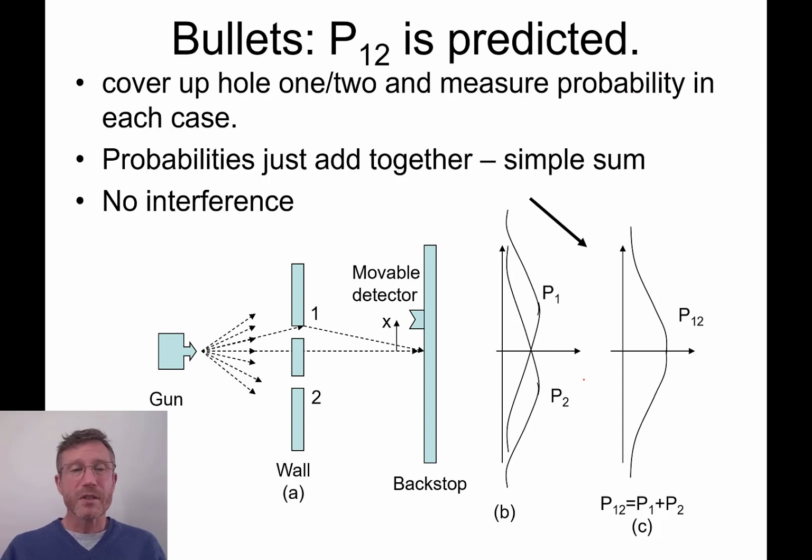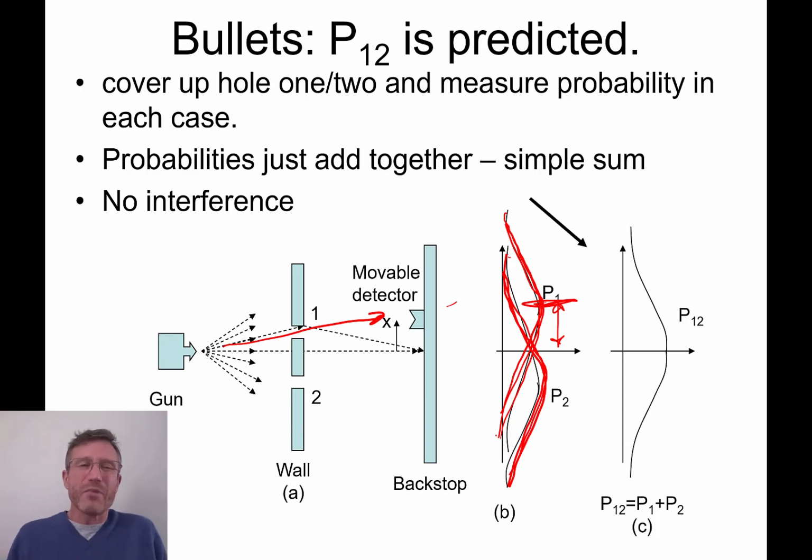What does that mean? Well, supposing I cover up hole number 2. When I cover up hole number 2, I find that the probability of finding a bullet here is found to be this shape, right? Most of the bullets go through at an angle, so we expect that most of the bullets that make it through are going to hit the back wall at this position, some distance x away from the central position. If I cover up hole number 1, then I get a probability that looks something like this, right? So it's predictable when we cover up each of these slits.